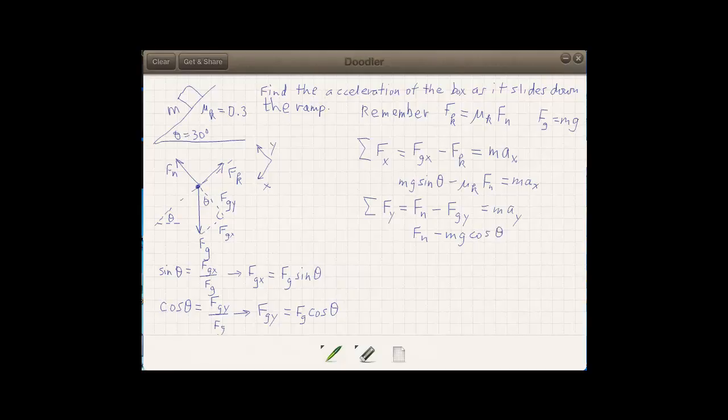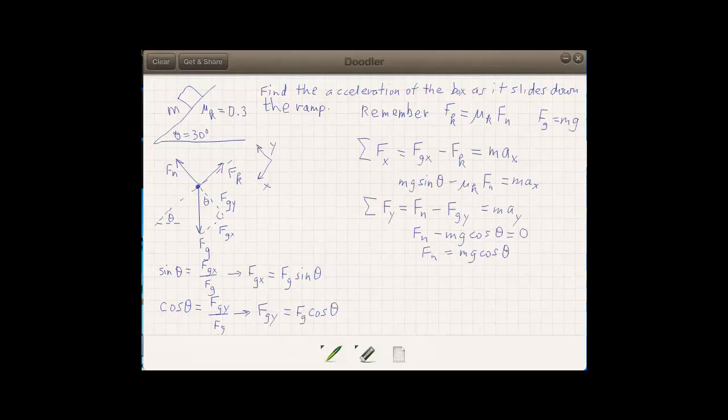And now here's a really important part of this problem. What's the acceleration along the y direction? Well, the box slides along the x direction only. It doesn't move along the y direction. It doesn't pop up off the ramp and accelerate. So its acceleration along the y direction is 0. You've got to think about that, but that's really important here, because if we realize that, then we use this equation to solve for the normal force. F sub n is now equal to mg cosine theta.